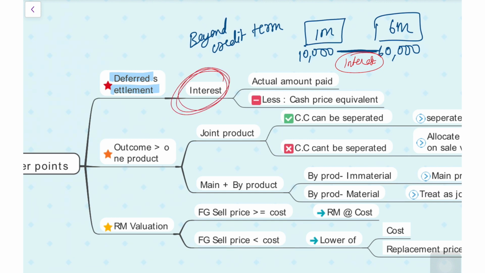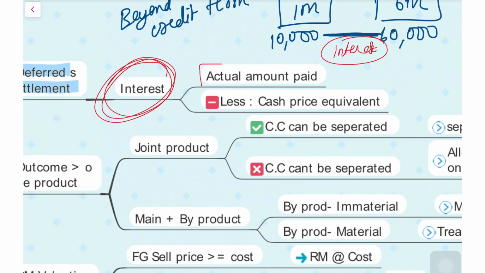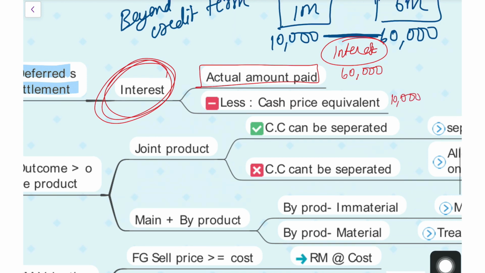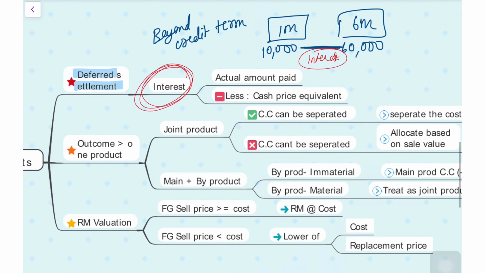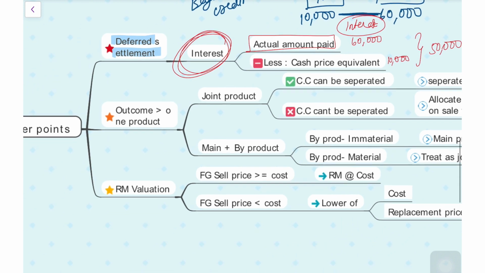So how do you find out the interest part? You take the actual amount you paid, 60,000, minus the cash price equivalent. Cash price equivalent means how much money you would have paid if you had paid today or within the normal credit terms. Because you are paying after the normal credit term, you are paying 60,000. But if you had paid within the credit term or today itself, how much would you have paid? 10,000. So 60,000 minus 10,000, the 50,000 difference will be your interest. This wouldn't be such a huge gap in reality; this is just an example that I have taken here. I hope you understood this.